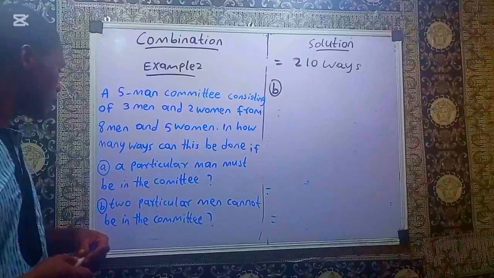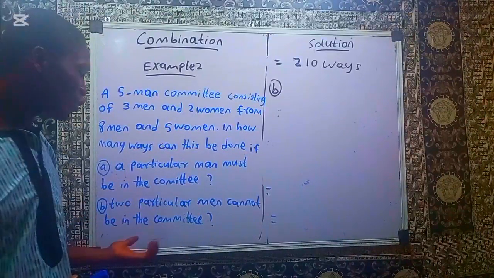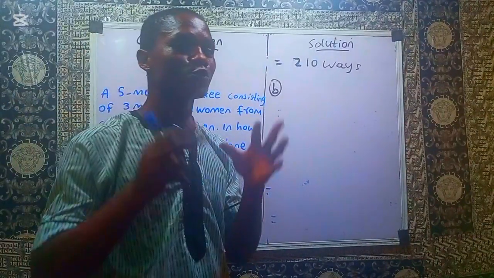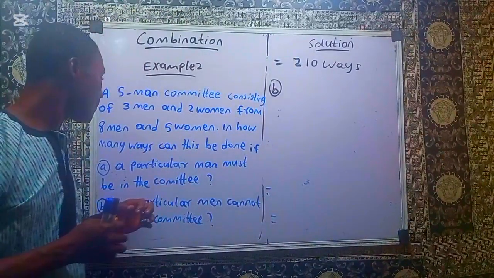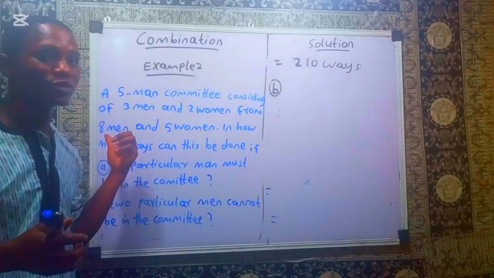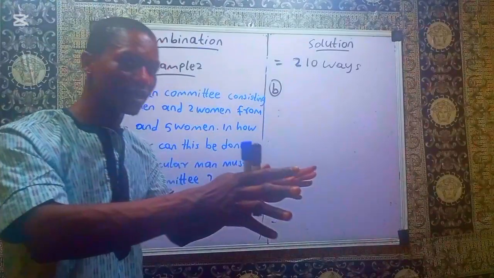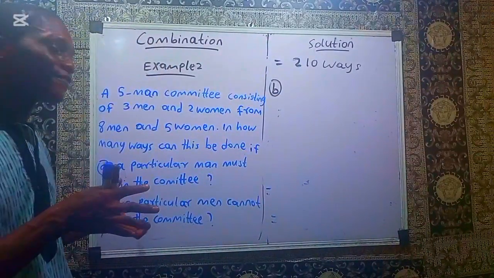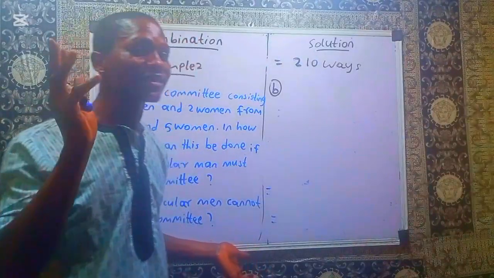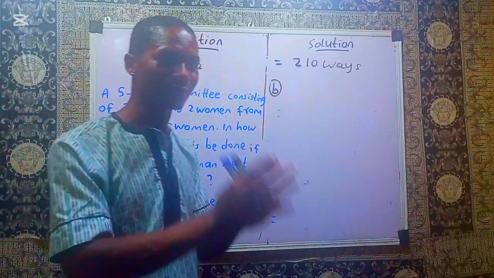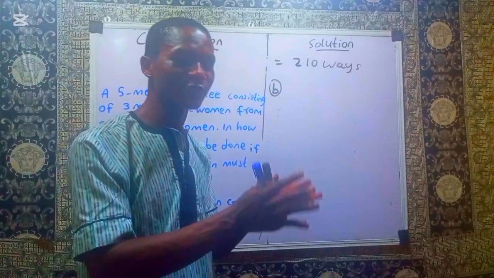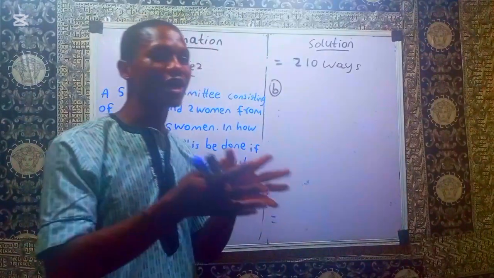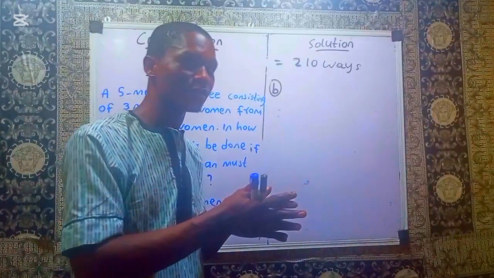We can go straight to the second one. So for the second one, we have that 2 particular men cannot be in the committee. So the restriction here is that if you are doing the selection, that 2 particular men cannot be in the committee. Remember, you have 8 men. You want to do the selection out of 8 men. So you have 8 men and you want to select 3 men out of 8 men, right? And you are told that 2 particular men cannot be in that committee. So you know those 2 particular men. So what you do before you do your selection, you have to do what? Exclude them, right? So if you exclude that 2 particular men out of 8, what will you have left? You have 6 men left, right? So you have 6 men left.